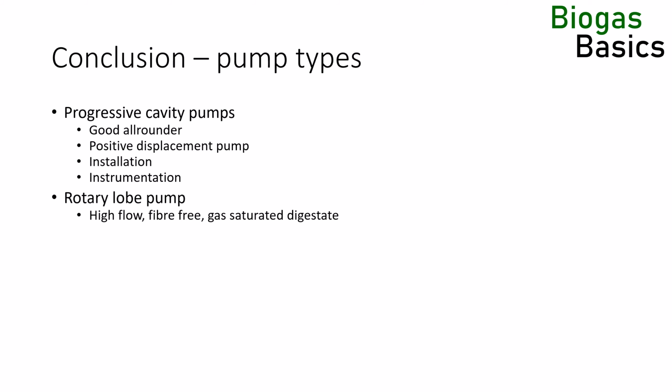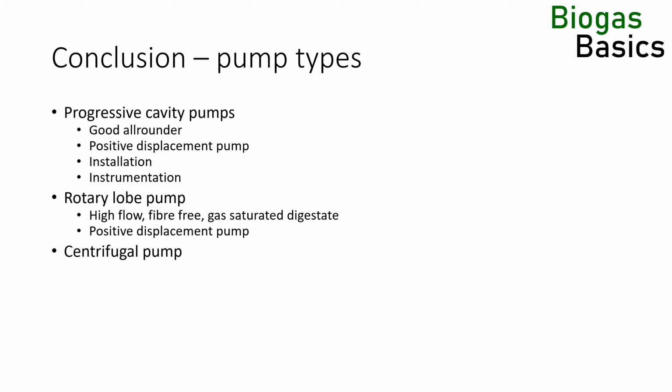Rotary lobe pumps have been used in agricultural slurry applications, but are less suited for fiber or grit-rich fluids. They excel in applications of gas-saturated fluids. As positive displacement pumps, they are self-priming, at least as long as the lobes are not too worn.